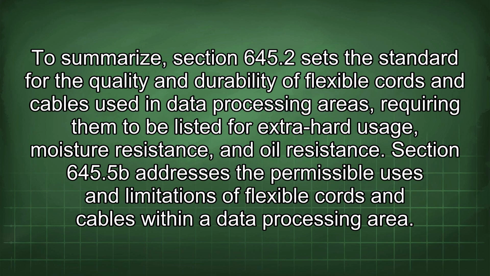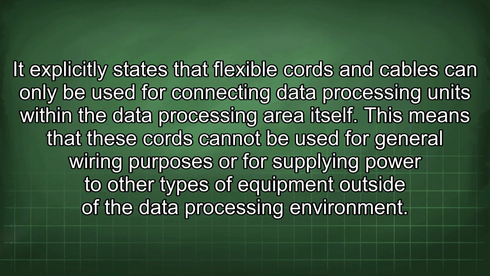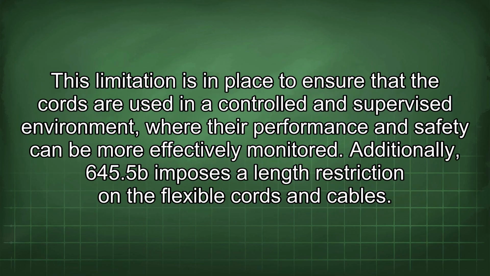Section 645.5 addresses the permissible uses and limitations of flexible cords and cables within a data processing area. It explicitly states that flexible cords and cables can only be used for connecting data processing units within the data processing area itself. This means that these cords cannot be used for general wiring purposes or for supplying power to other types of equipment outside of the data processing environment. This limitation is in place to ensure that the cords are used in a controlled and supervised environment where their performance and safety can be more effectively monitored.